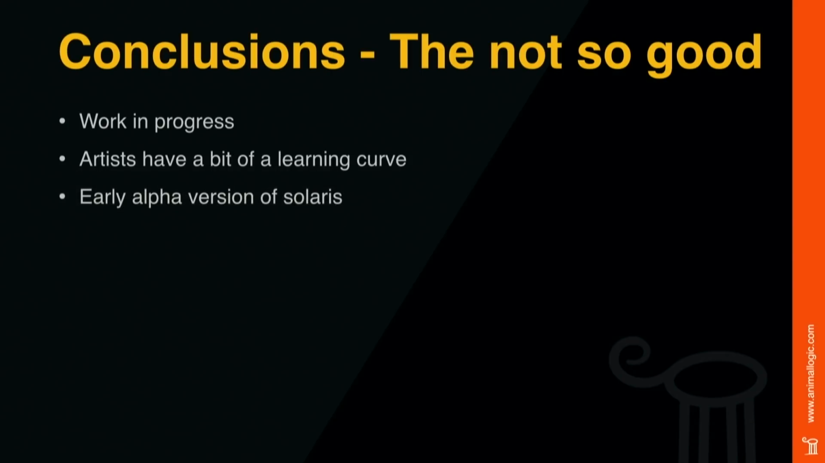And obviously we were working on an early alpha version of Solaris, which was very interesting for us, purely down to the fact that there were still features missing. And that was just because they didn't have time to do it really.